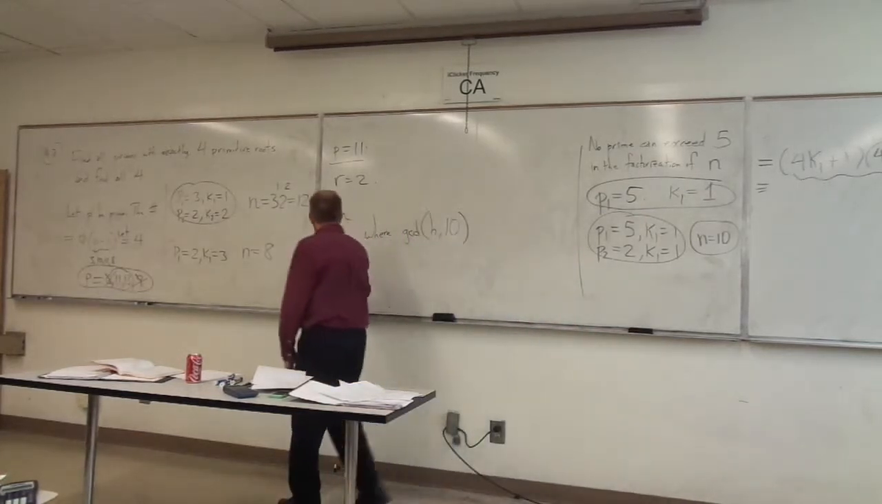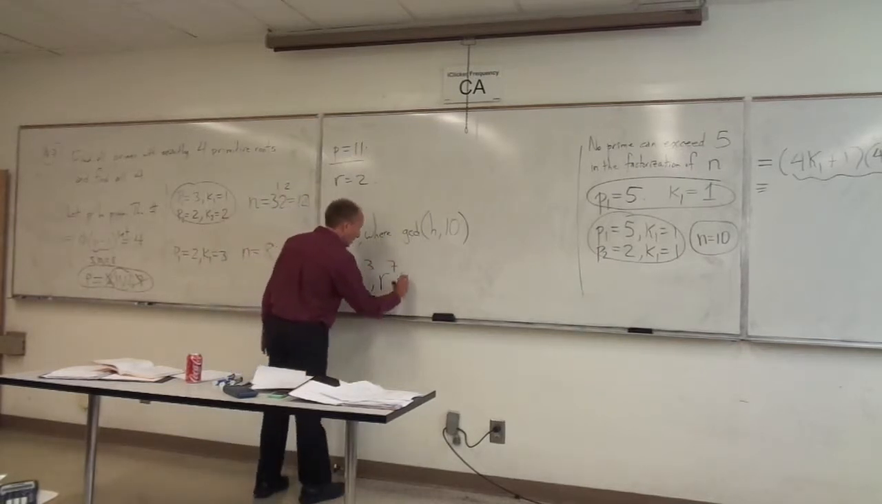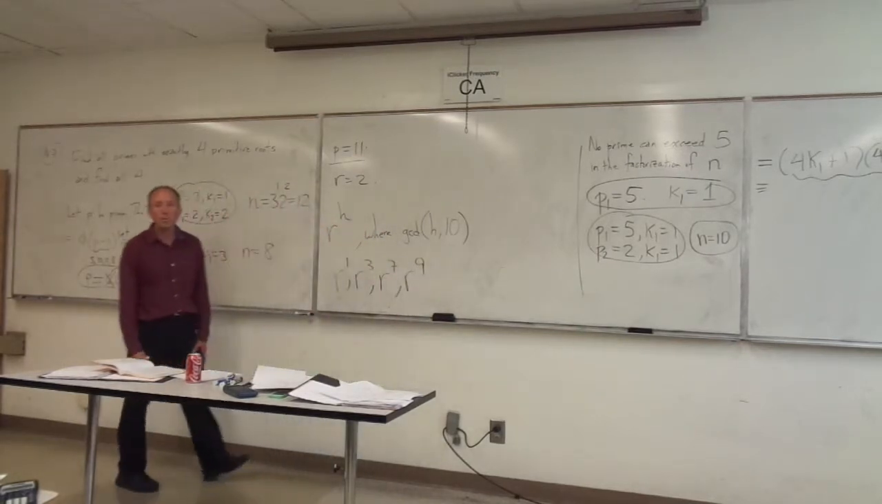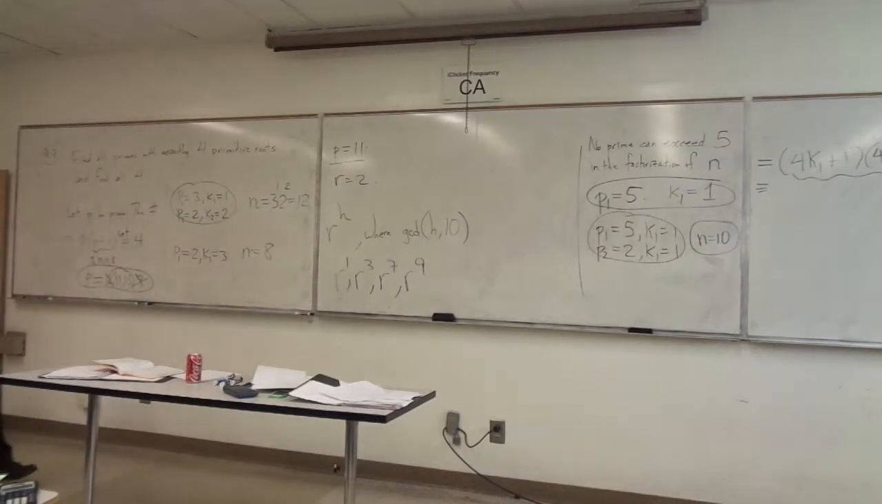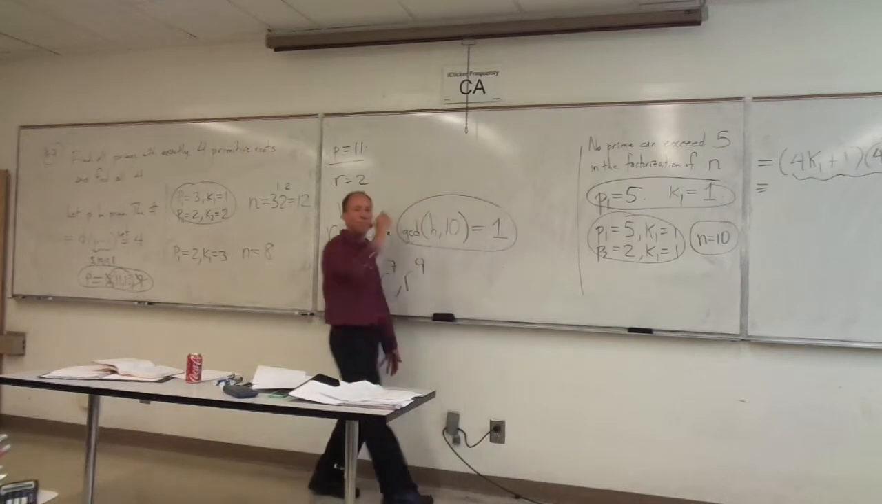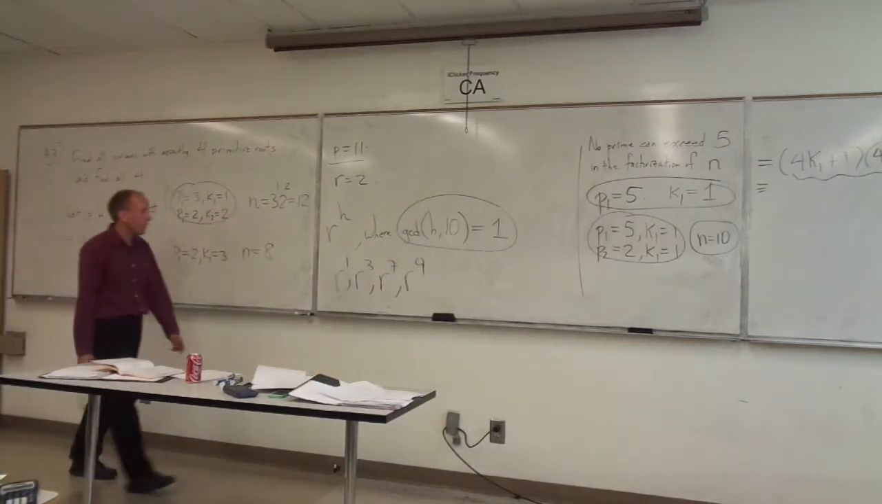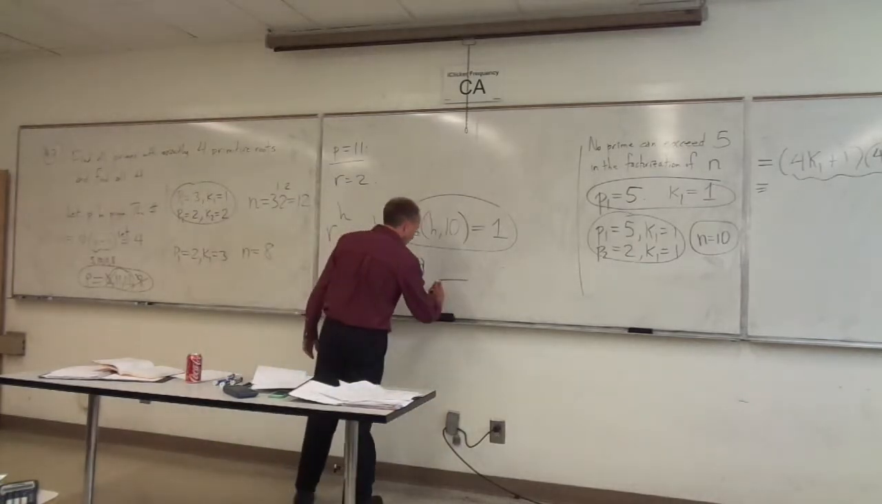Okay, so in other words, it's going to be r to the 1st, r to the 3rd, r to the 7th, and r to the 9th. These are the numbers. Did you mean equals 1? Equals 1, yeah. The GCD equals 1. Yeah, so you've got 4 things to calculate. So what are the values that you're going to get?